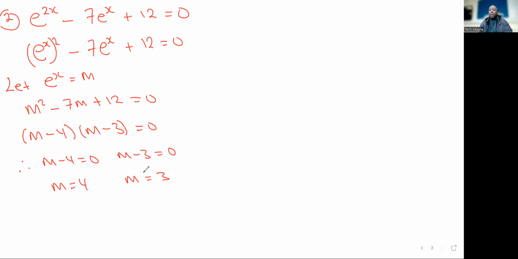But I'm not looking for m. I'm looking for x in this question. So I'm going to replace m with e^x and solve it now. This is going to give me e^x is equal to 4. I also have e^x is equal to 3.